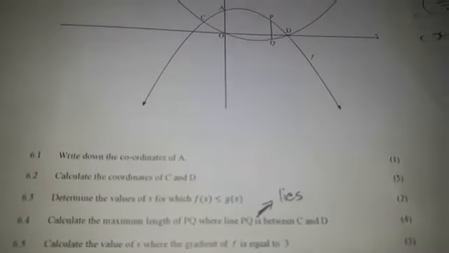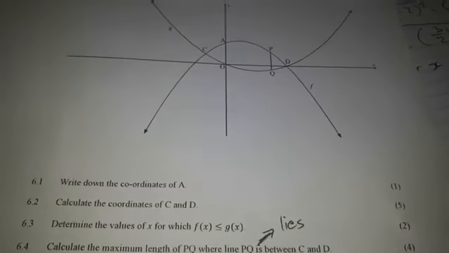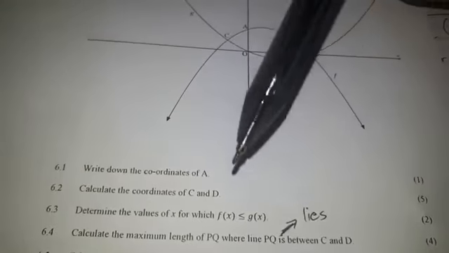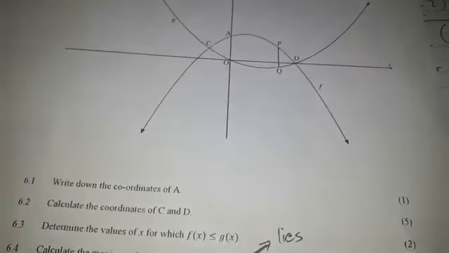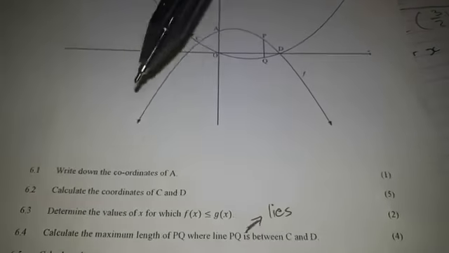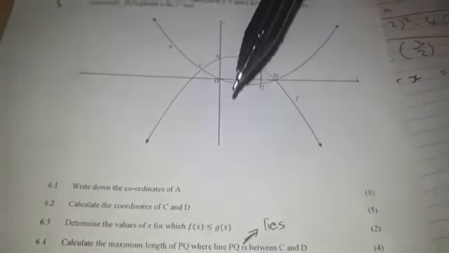So determine the values. Hey, why is it so blurry? Determine the values of x for which... this reminds me of one of the latest playlists, which is Inequalities. So here they say determine the values of x for which f of x is smaller or equal to g of x.